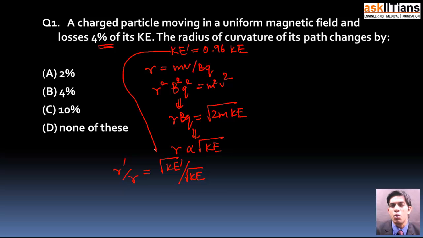Using this information, I can write that R dash, the new radius of curvature, is equal to root over 0.96 times the old radius of curvature, which comes out to be 0.98 of the old radius of curvature. This specifically tells me that there has been a loss of 2% in the radius of curvature. So A, 2% is the correct answer. So moving on to the next question.